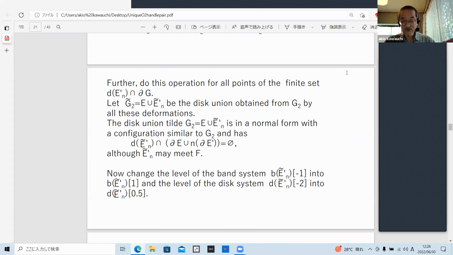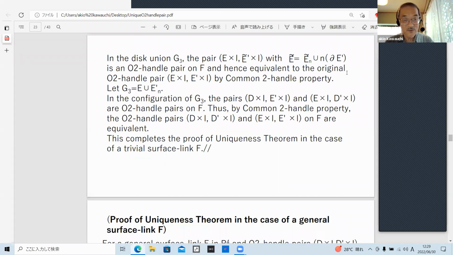If there is a level 0 and F, some deformation has intersection, but this level is just moved up to the upper half level. This is not an ambient isotopy, because F is interrupted. But the handle pair is this one and this one, just a handle pair. So this is the main point of this argument.